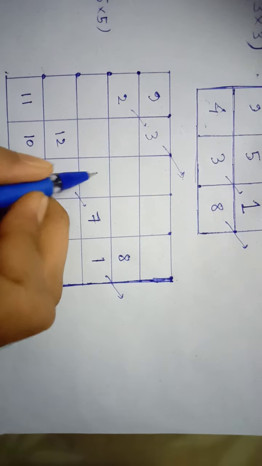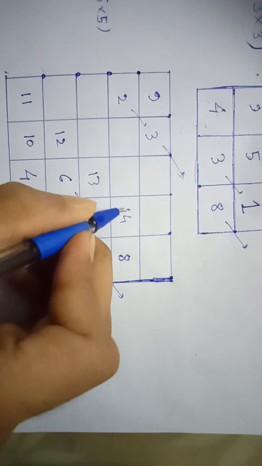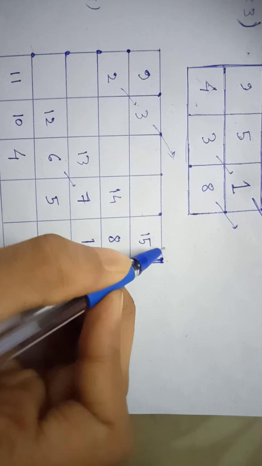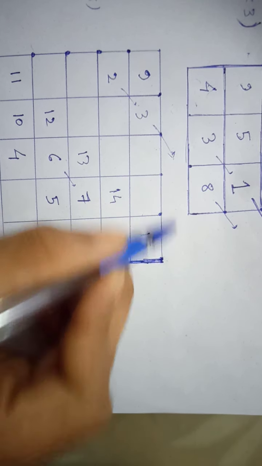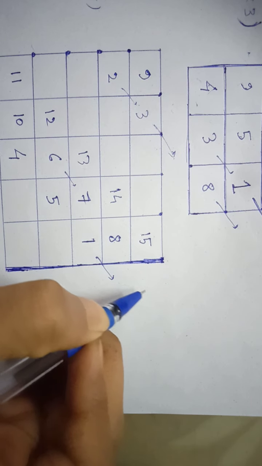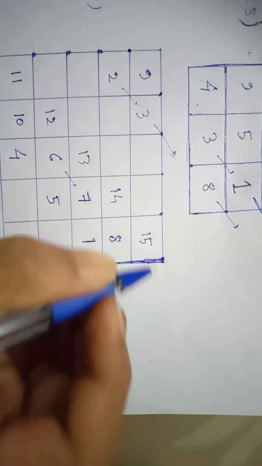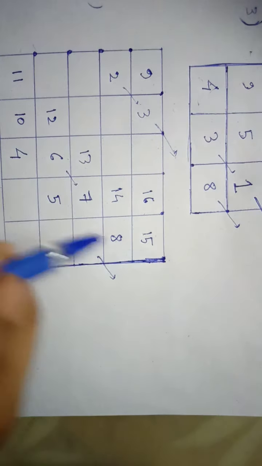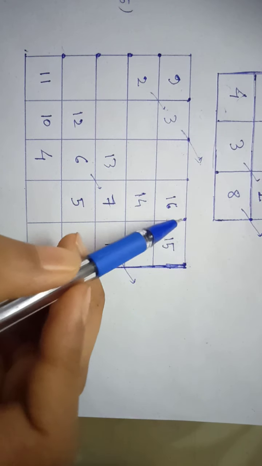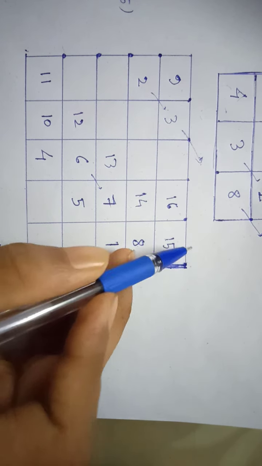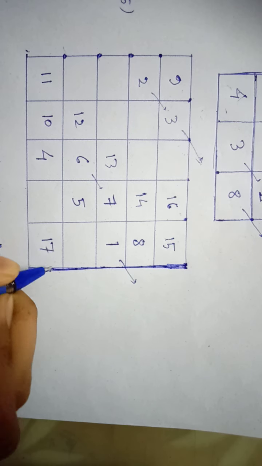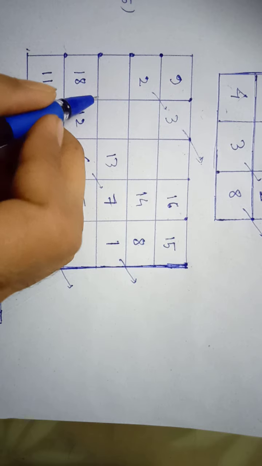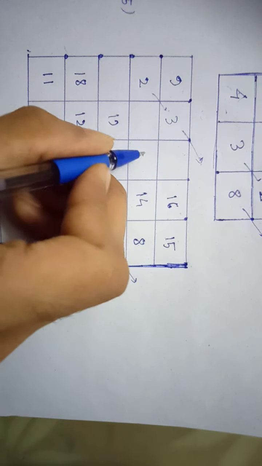11, 12, 13, 14, 15. And now no row or no column is to be found. So the number 16 is in here. Now moves diagonally. So the number 17 is in here. Moves diagonally. 18 is in here. Moves diagonally. 19, 20.